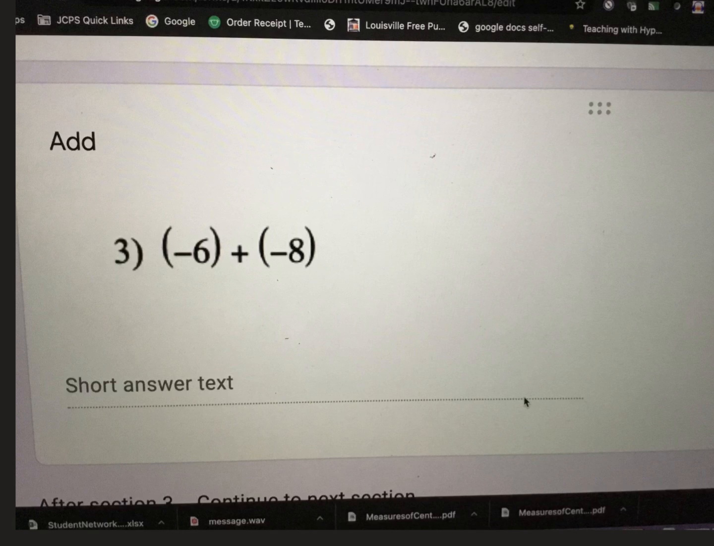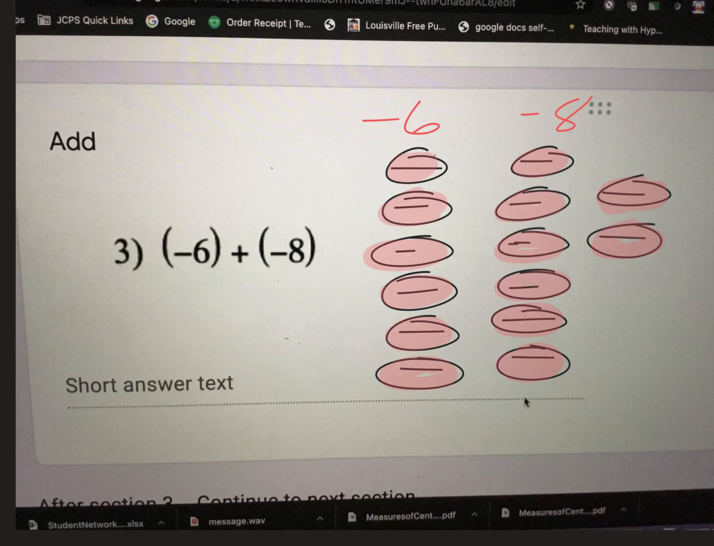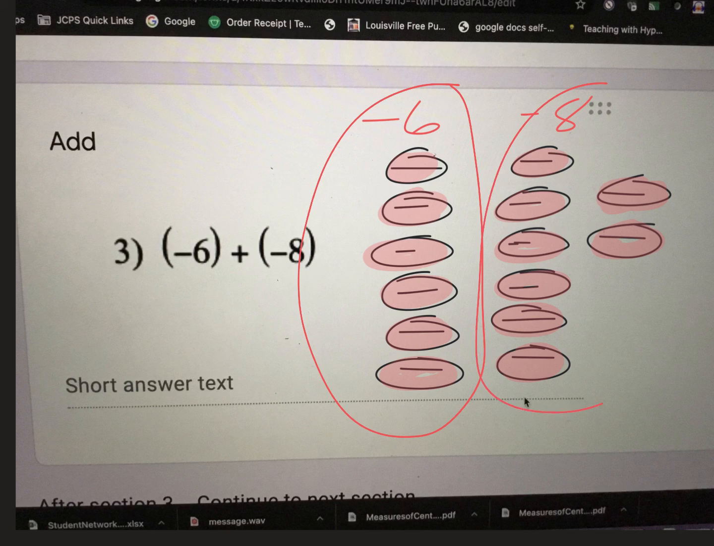Last but not least, I'll bet you can see where we're going with this. So I drew out another model. As you can see here, I have 6 negatives. I'm going to combine that with 8 more negatives. So I have a total of 14 negatives. So -6 plus -8 is going to be -14.